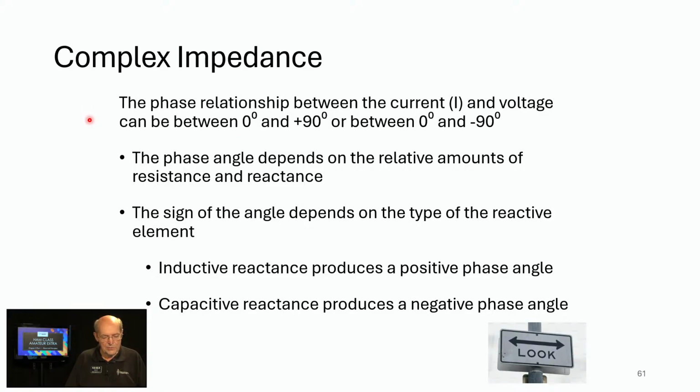The phase relationship between the current and voltage can be between 0 and 90 degrees or between 0 and negative 90 degrees, again depending upon if it's inductive or capacitive. The phase angle depends on the relative amounts of resistance and reactance. We saw that the phase angle was going to be 90 degrees for a pure inductor or minus 90 degrees for a pure capacitor. It'll be somewhere in between 0 and 90 if there's resistance in the circuit. The sign of the angle depends on the type of reactive element. We've said that a couple times already. Inductive reactance, positive phase angle. Capacitive reactance produces a negative phase angle.